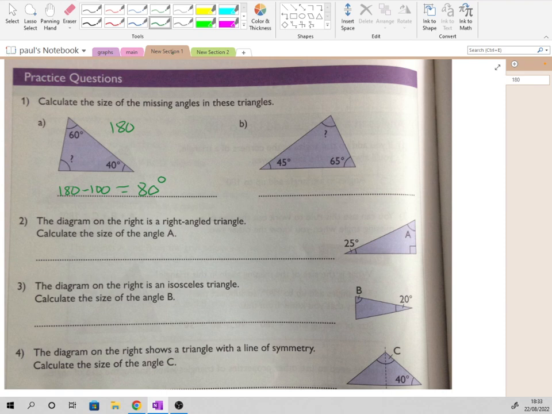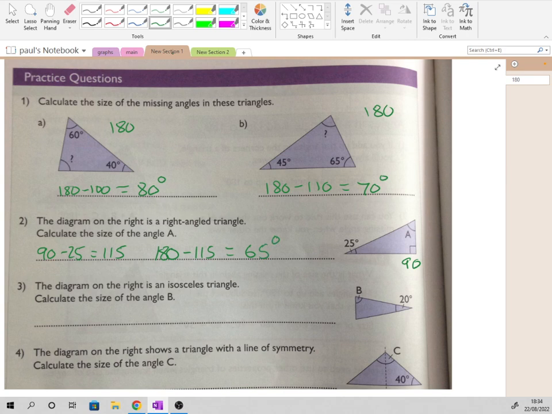45, 65, all add up to 180. So that's 110. So 180 minus 110 is 70 degrees. So that one equals 70. The diagram on the right is a right-angled triangle. Calculate the size of angle A. Right, so we know that that's 90. So 90 plus 25 equals 115. So we know what these two are. All of them add up to 180. So 180 take away 115 equals 65 degrees.